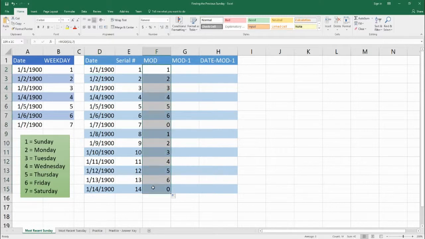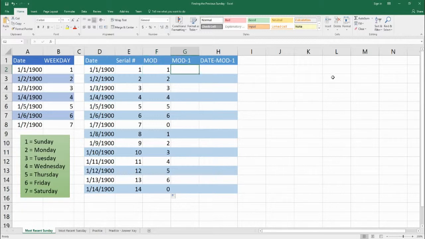Okay, so what we're going to be using is these modulos to go back a certain number of days. But remember, January 1st, 1900 is already a Sunday. We don't want to go back. So if we're going to use the modulo to pick out the number of days we have to go back, we want to change this into a 0.